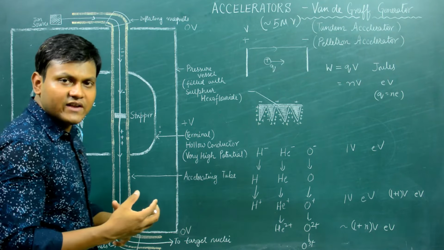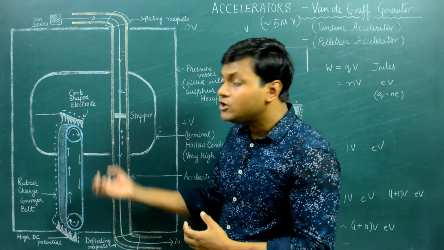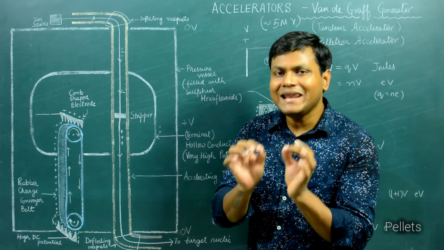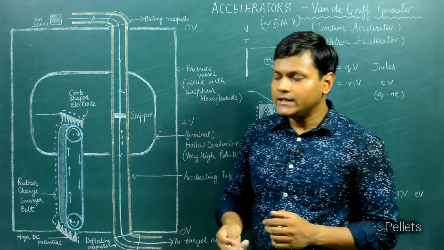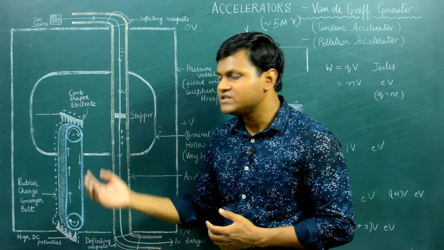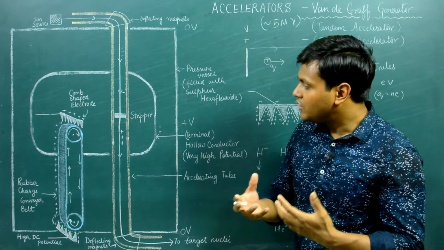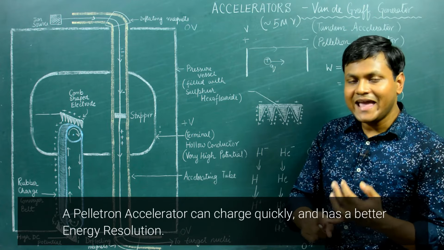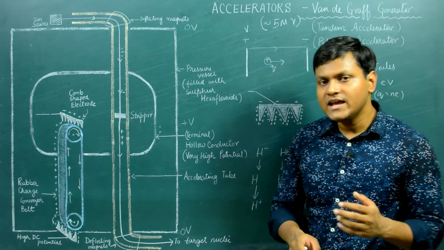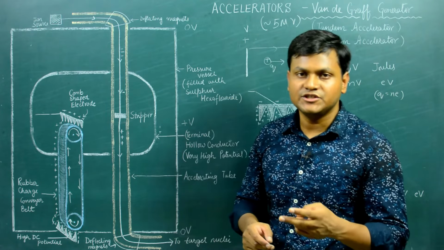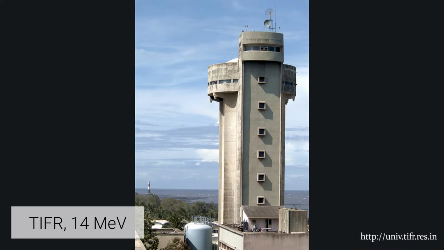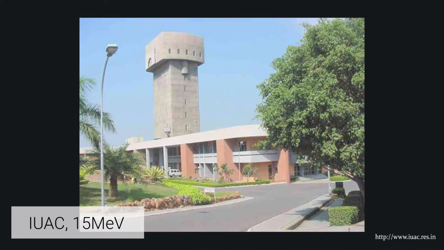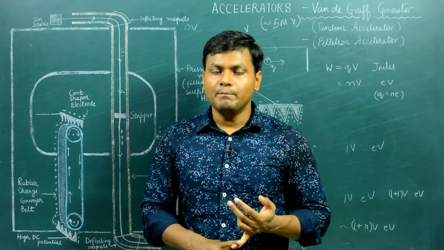The benefit of using a chain of small metallic cylinders, known as pellets, instead of a rubber belt is that you can have a greater velocity of the system, where the transfer of charge happens at a greater rate. A Pelletron accelerator can charge up quickly and has a better energy resolution. In India, we have two Pelletron accelerators, one at the Tata Institute of Fundamental Research, TIFR, which can reach potential differences of up to 14 million volts, and another at the Inter-University Accelerator Centre in Delhi, which can reach potential differences of the order of 15 million volts.